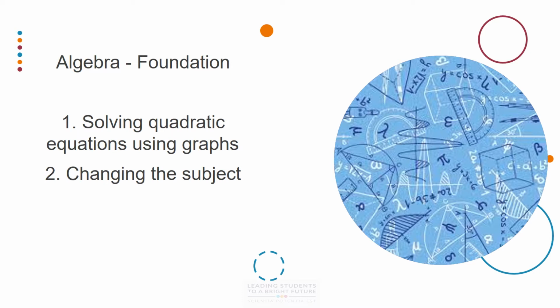So our foundation pupils are going to be continuing their work in algebra. So they're going to be looking at solving quadratic equations using graphs. So they're going to take their knowledge of how to draw a quadratic graph and they're going to look at how to solve that, see where it crosses the x-axis, and then they're going to be looking at changing the subject, which is where you start with one letter and move the components of an equation around so you end up with another letter.